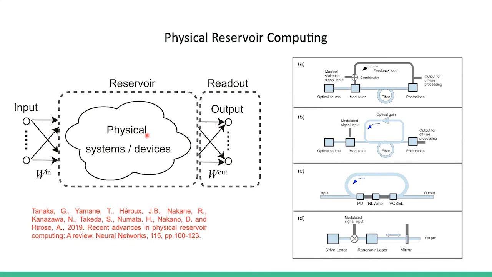There are a number of physical substrates that can be used here, and you can get a sense of all of these works in a very nice survey paper published in Neural Networks a couple of years ago. For example, you can have a photonic system, a memory system, even a magnetic system, or a number of other systems like biological systems. So, a physical system that implements these dynamical properties of the reservoir and reacts to the input in a stable fashion.